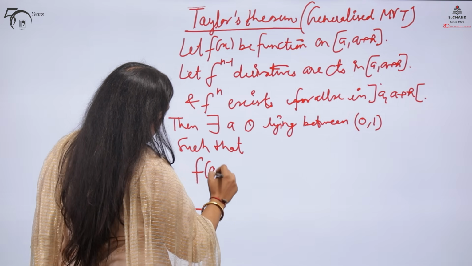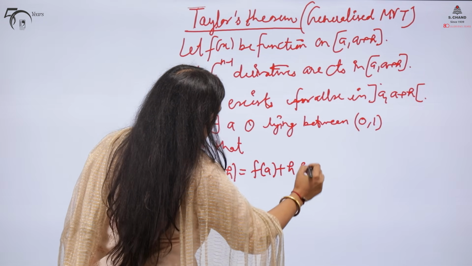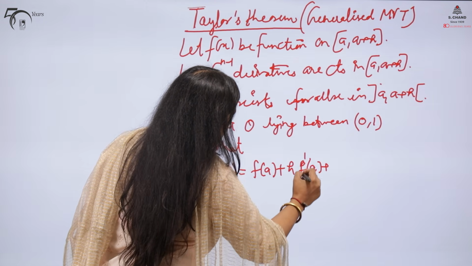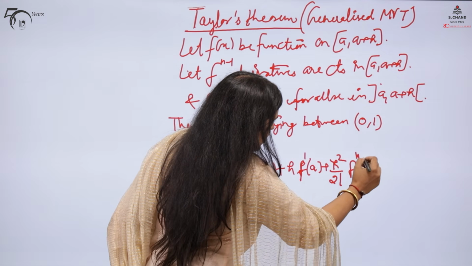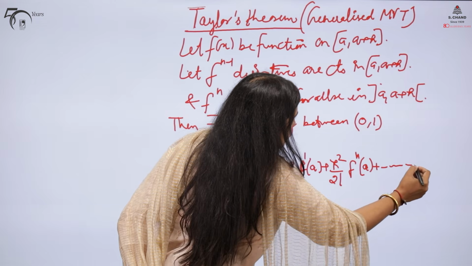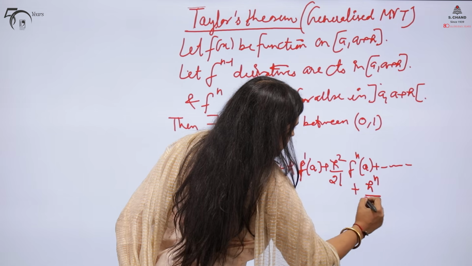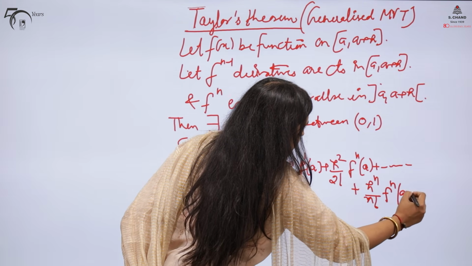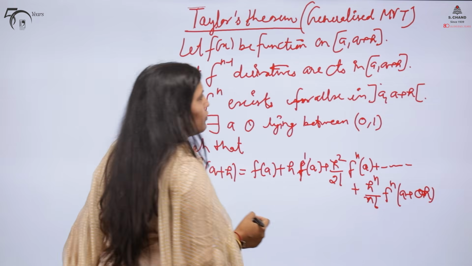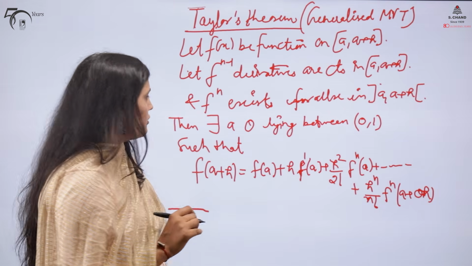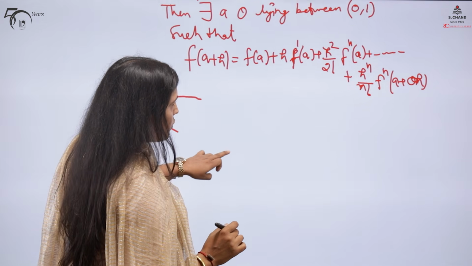f(a plus h) equals f(a) plus h f dash a plus h square by 2 factorial f double dash a plus, and so on, plus h^n by n factorial f^n(a plus theta h). So this is how you can express any function if the function satisfies these two conditions. This expression I will write in the more convenient way.